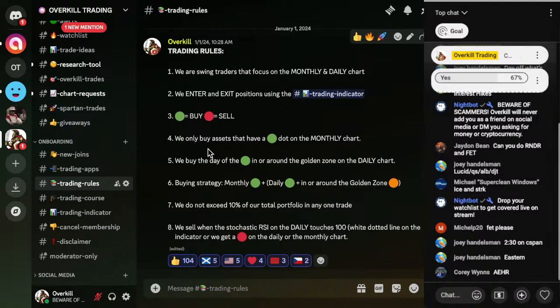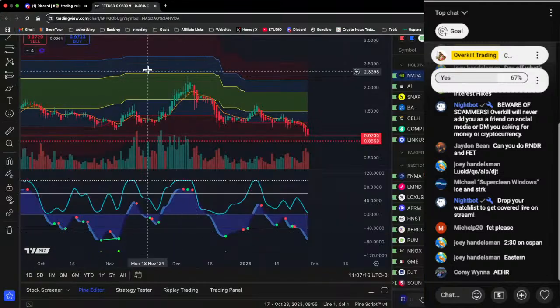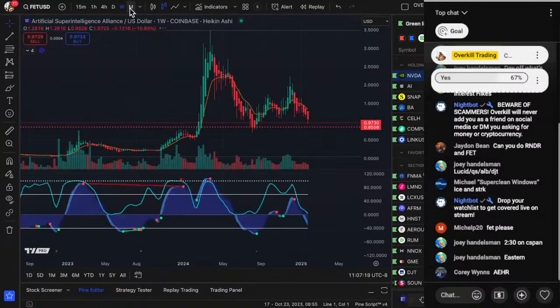Let me finish the rules real quick, and then we'll get into more requests. But again, if we're looking to buy assets, we need it to be green on the monthly chart. So, for example, like FET right now, FET.